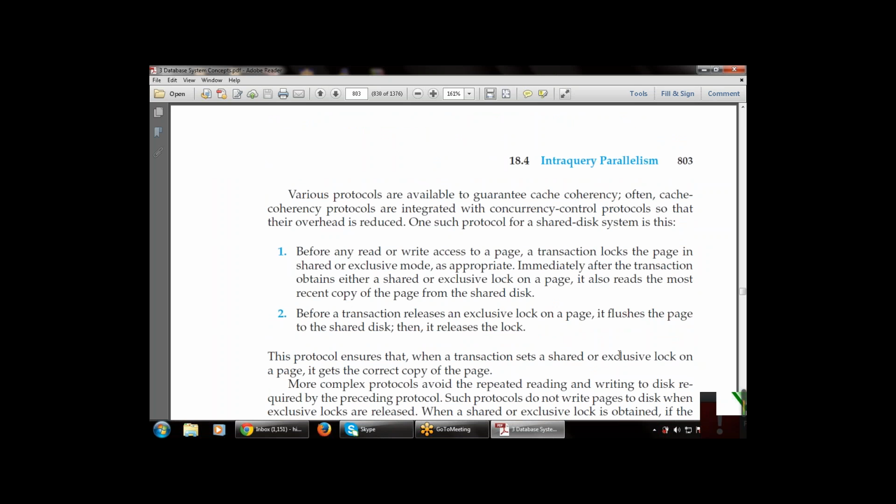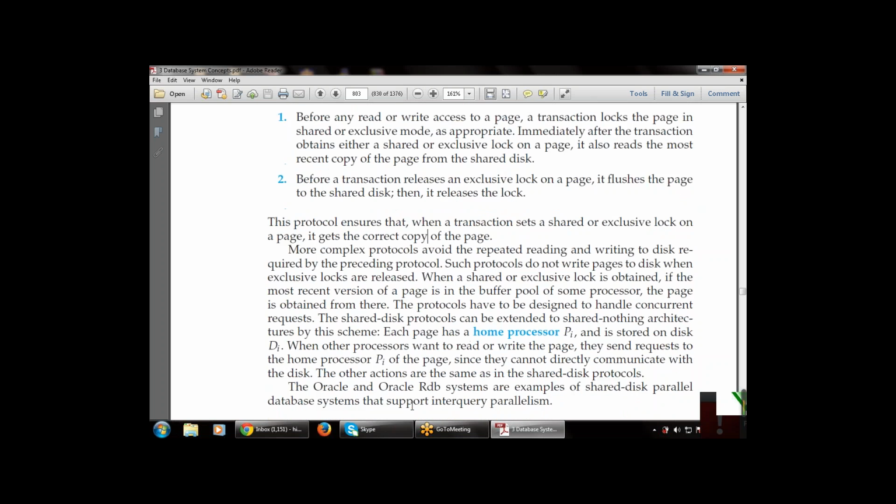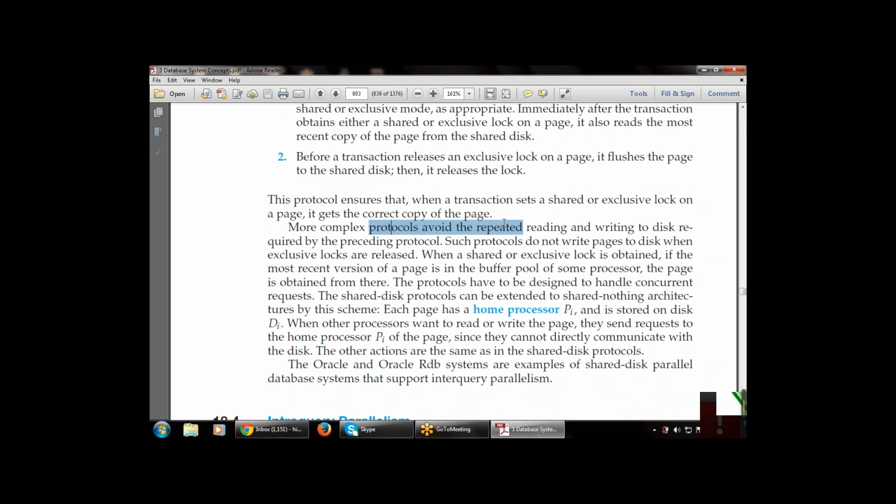This protocol ensures that when a transaction sets a shared or exclusive lock on the page, it gets the correct copy of the page. A more complex protocol avoids the repeated reading and writing to disk required by the preceding protocol. Such protocols do not write pages to the disk when exclusive locks are released.